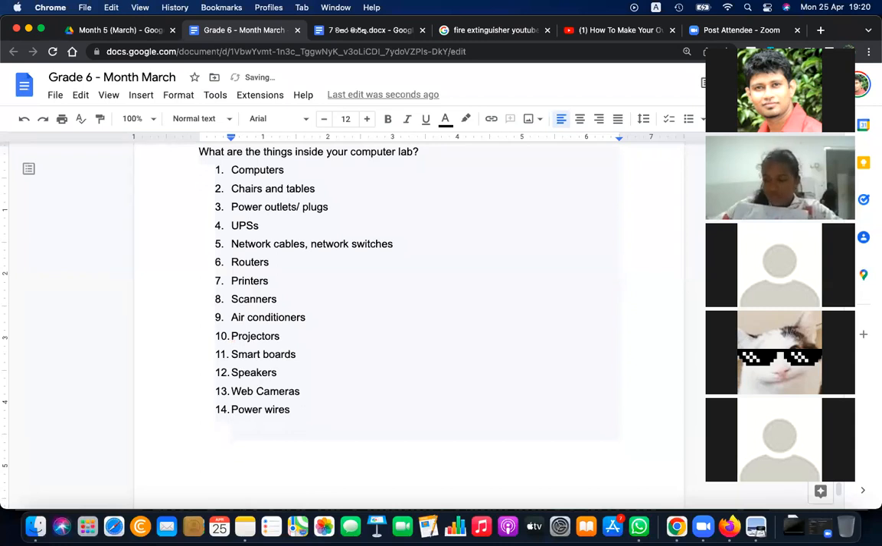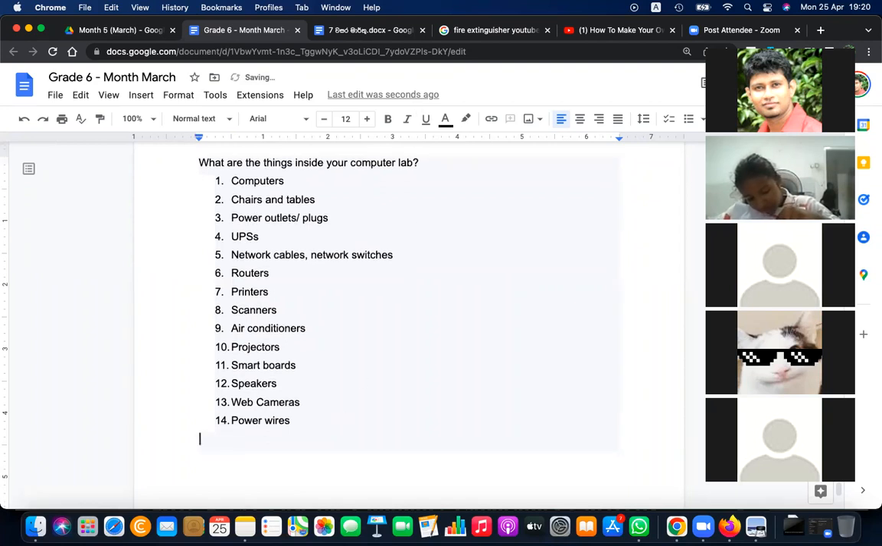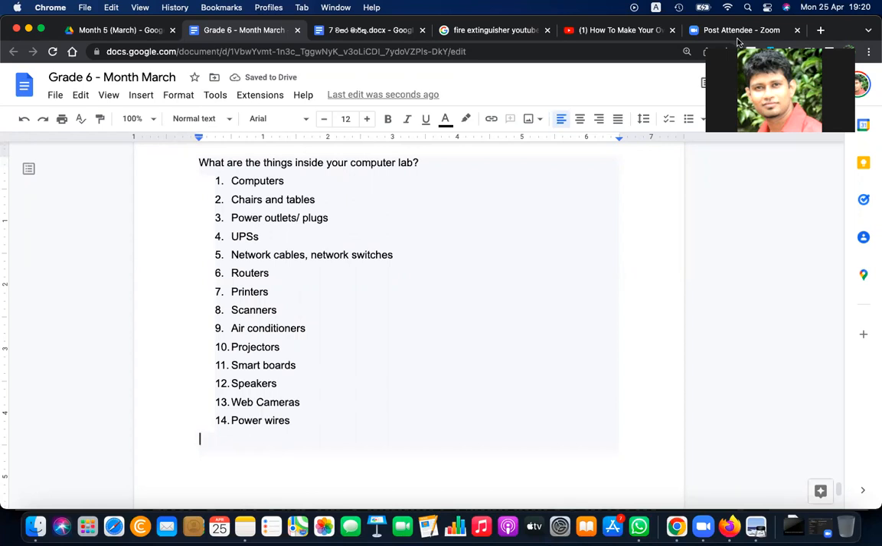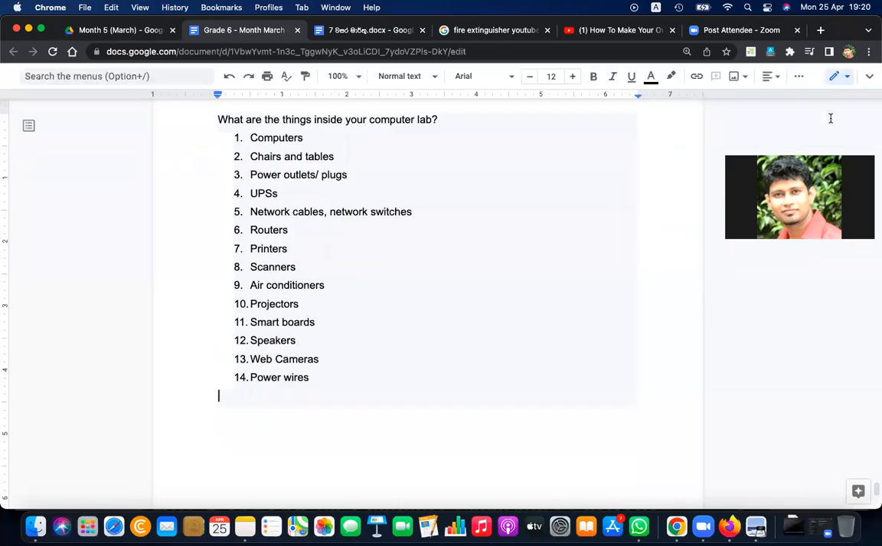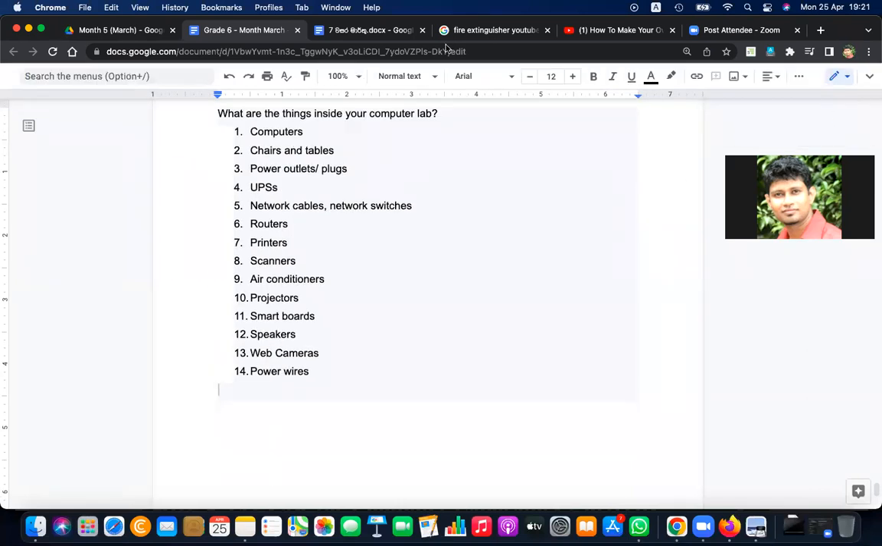You need to write it down. Yes, please write down what the things inside your computer lab are. There are more; I just mentioned the basics. So please write it down and tell me once you are done.